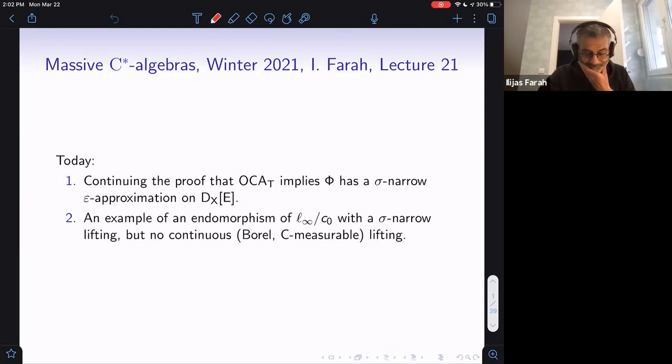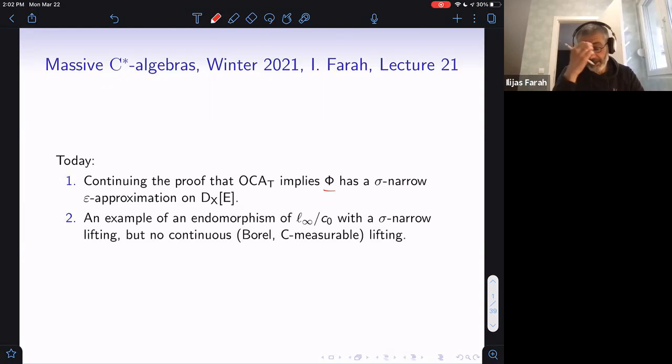All right. So let's go back to where we took off last time. We are proving that OCAT implies that phi, an automorphism of the Calkin algebra, has a sigma narrow epsilon approximation on the x of E. I'll remind you of the definitions in a moment.